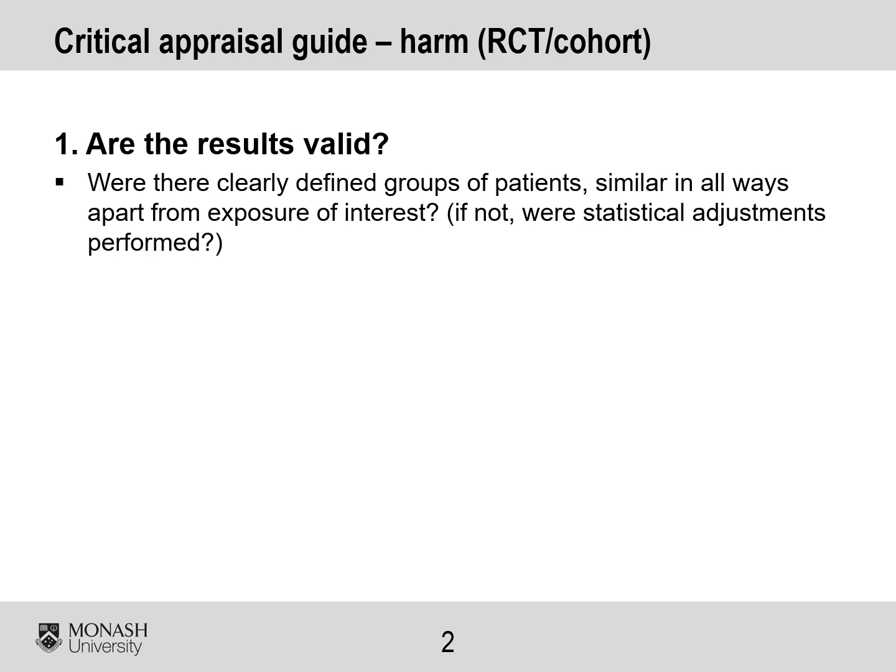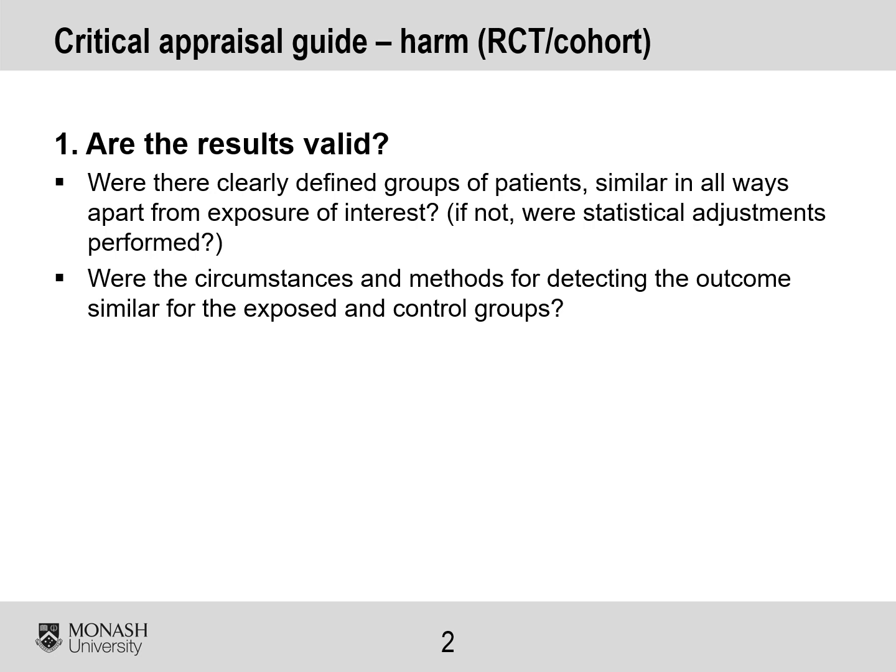So here we're basically looking at how the groups were allocated, and so looking at biases such as selection bias. If the groups are uneven, that's fine. What we tend to find with cohort studies is that we can statistically adjust for any differences between the groups. So if that was the case, please highlight that aspect.